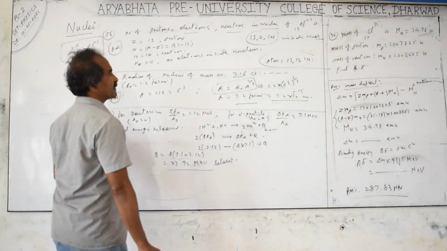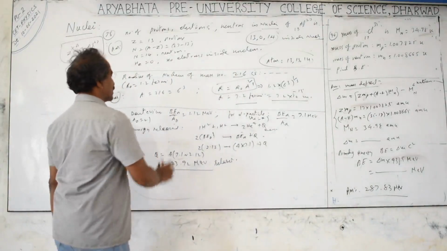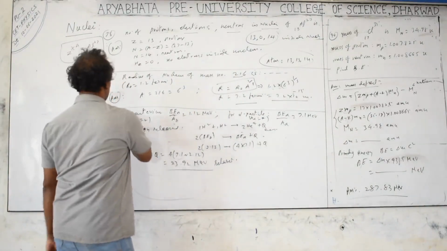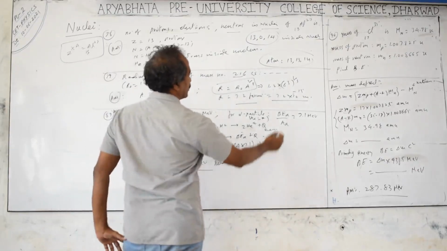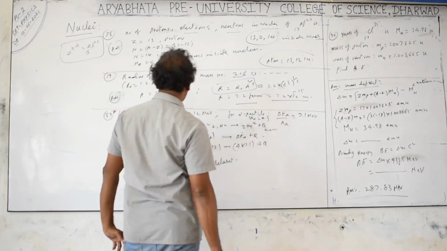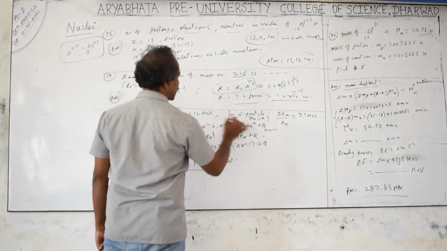Next question is: for deuteron, binding energy per nucleon is given as 1.12 million electron volts, this is important. For alpha particle, binding energy per nucleon is given as 7.2 million electron volts. So how much energy is released when the two deuterons are combined to form the helium nucleus, they ask the question.